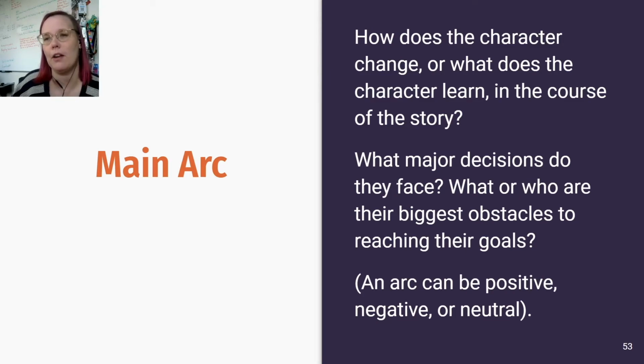So their arc can be positive, negative, or neutral. This can mean that they experience positive change. They grow as a person and become a better person, if you will. It can be negative. They can become more despondent, become more evil, or be pushed to some path that goes against your thesis, if that's something that is important to you. Or it can be neutral.